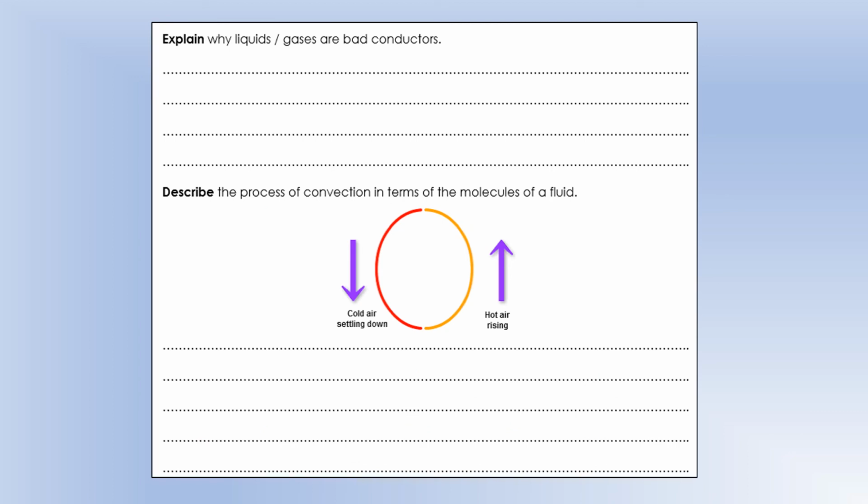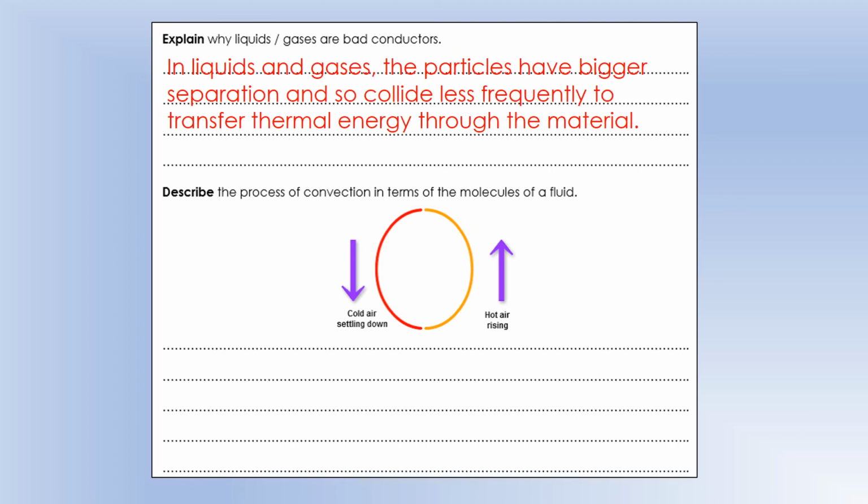So why are liquids and gases bad conductors? Well, it's because the particles have a bigger separation. So you get less frequent collisions, so it takes longer to transfer energy by conduction, and other processes do it much faster. So one of those processes would be convection.